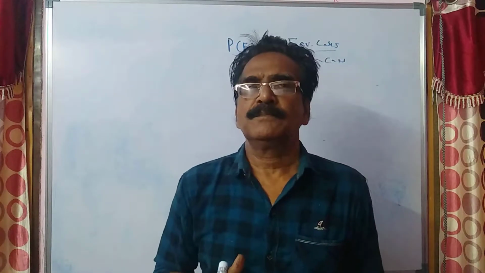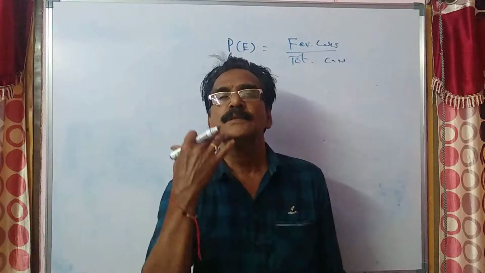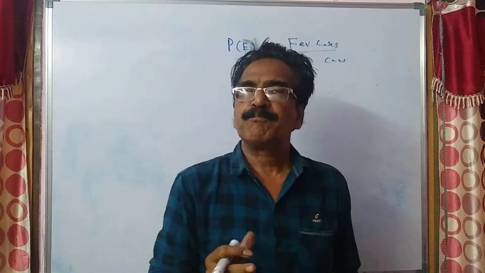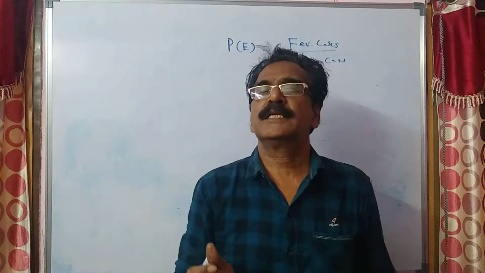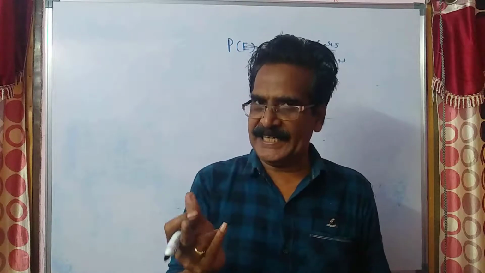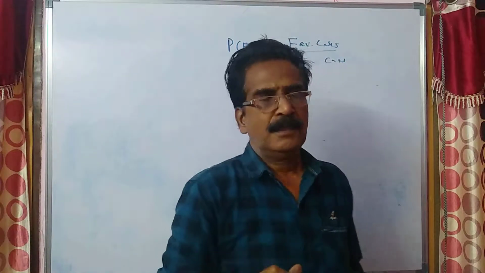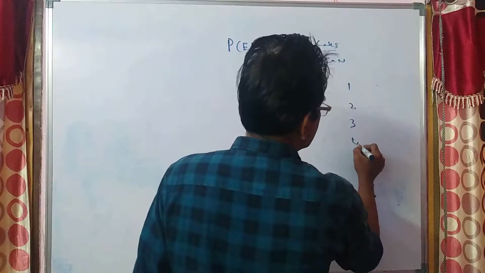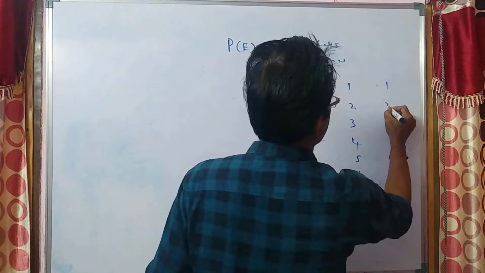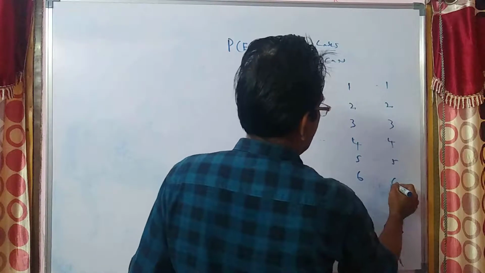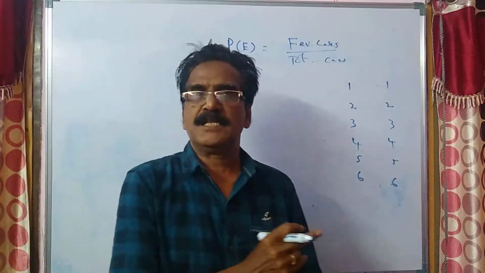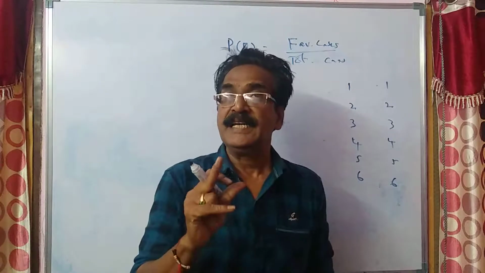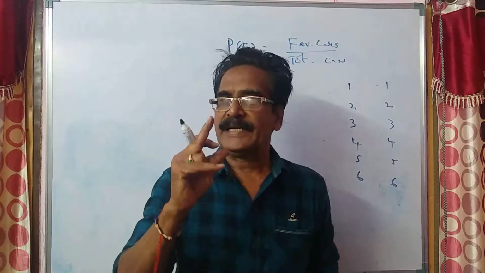Two dice are rolled. What is the probability that the sum on the two dice is greater than or equal to 10? So two dice are thrown, two dice are rolled. What is the probability that the sum on the two dice is greater than or equal to 10?